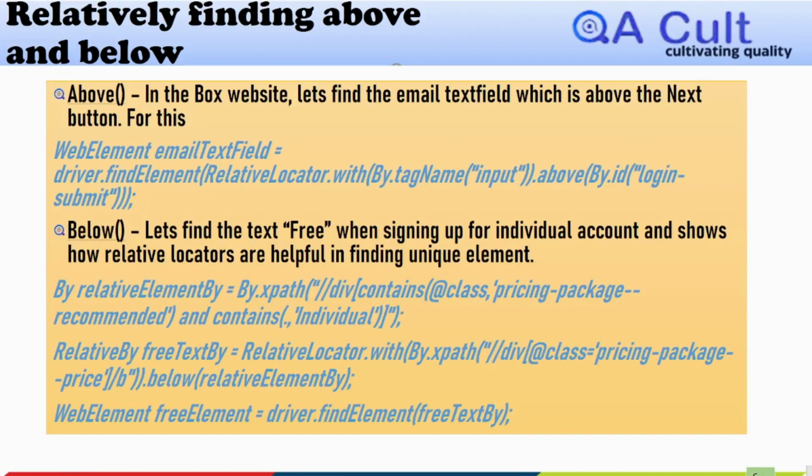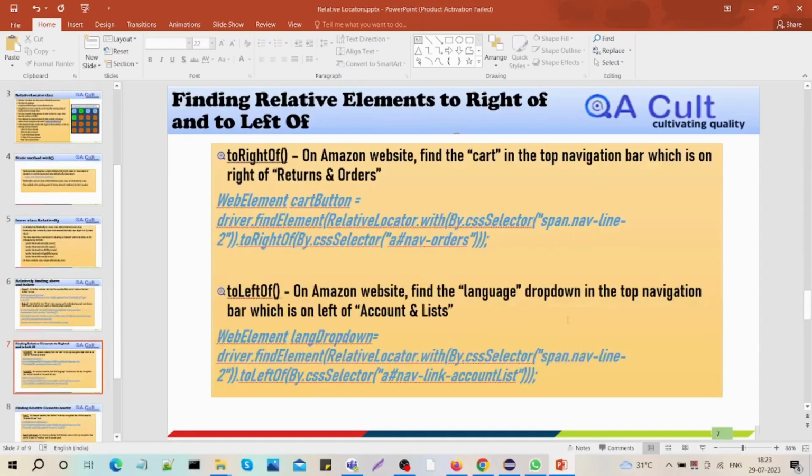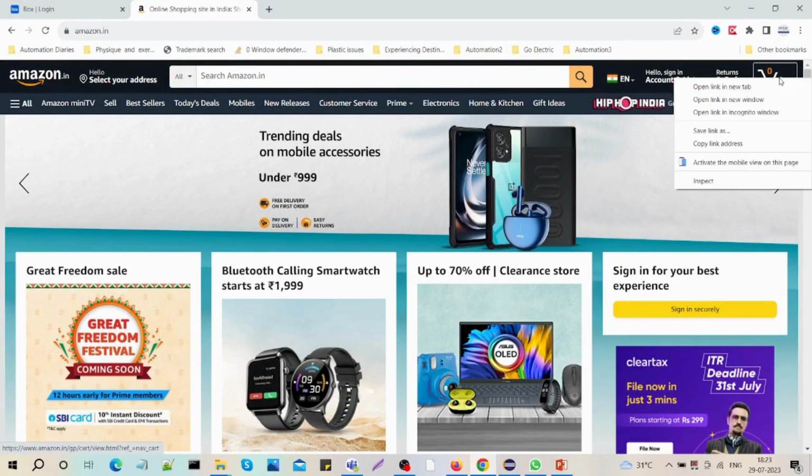So let's go over to relatively finding elements to the right of and to the left of. For example, we want to find a relative element which is to the right of the known element. For this I have gone to the Amazon website and found the cart button, which is in the top navigation bar, next to returns and orders. So let's go over to the Chrome browser. I want to locate this cart text which is to the right of returns and orders.